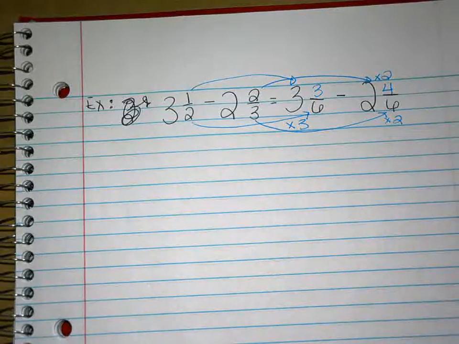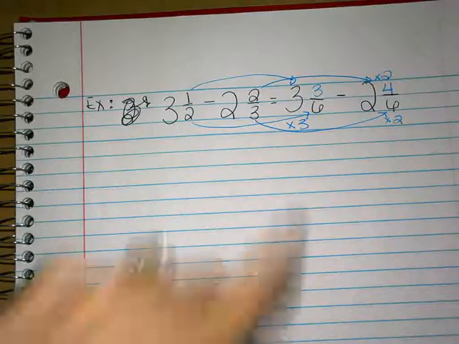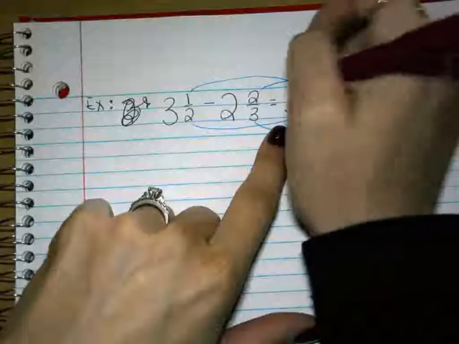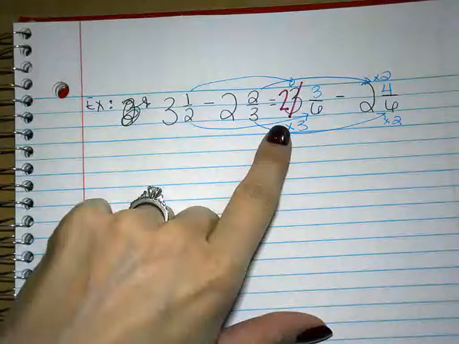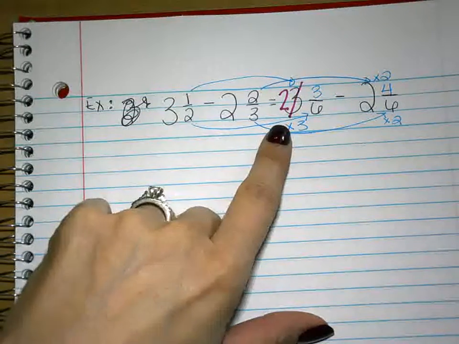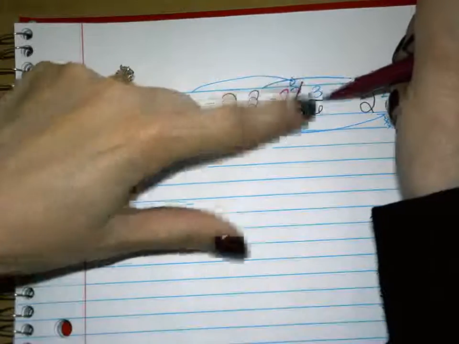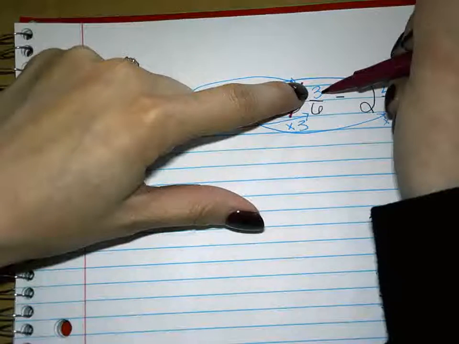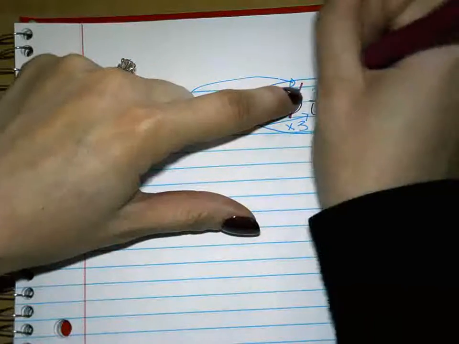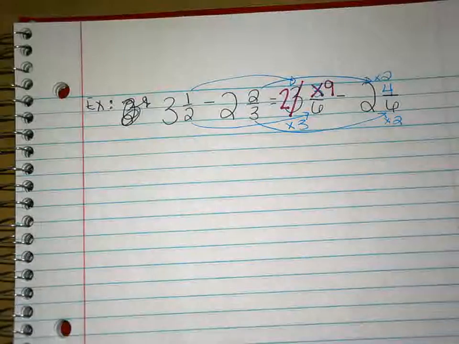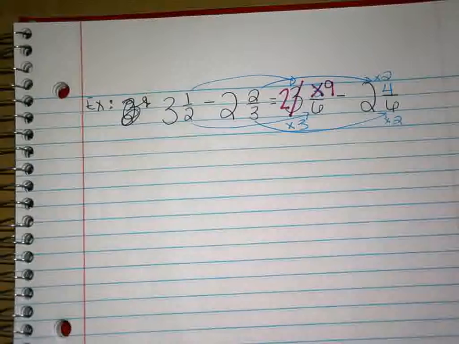Borrow. What was step 1 with borrowing? Take 1 away from the whole number. So the 3 becomes a 2. So cross it out and write a 2. And what does step 2 tell me to do? Add 6 plus 3. Take your denominator plus your numerator. So 6 plus 3 is? 9. And what's the 9 become? The numerator. So you cross out the 3 and write a 9. Now, can I do 9 minus 4? Yes. What is 9 minus 4? 5.